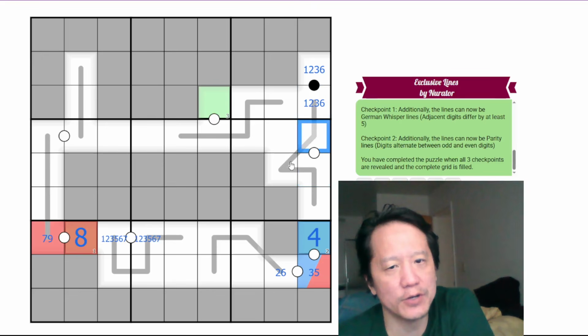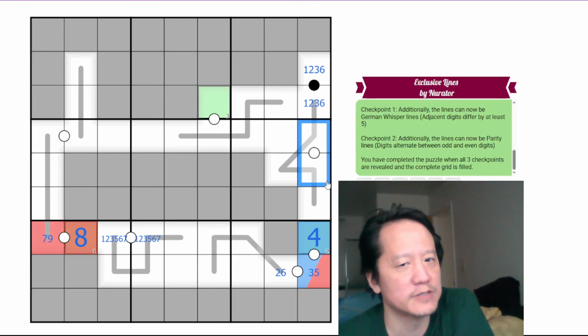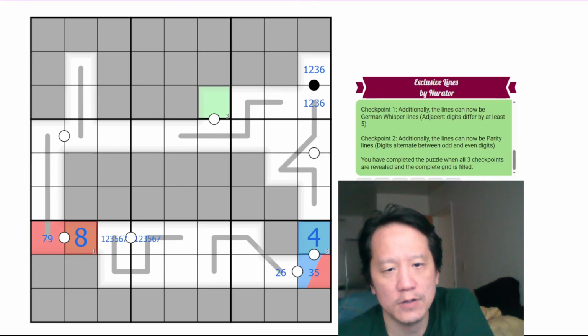Can it be a parity line? These are consecutive, so if this were odd, that would be even. Say this was a parity line. If this were odd, that would be even, and that would be odd, which is not going to be consecutive. So this must be a whisper 5 line here.